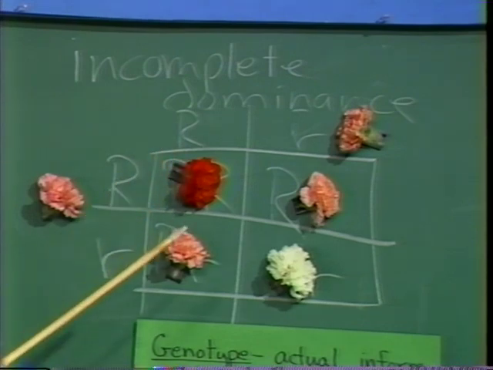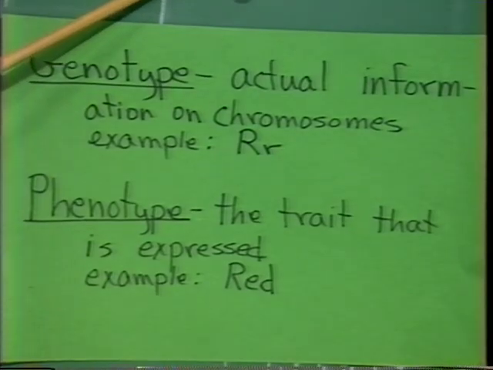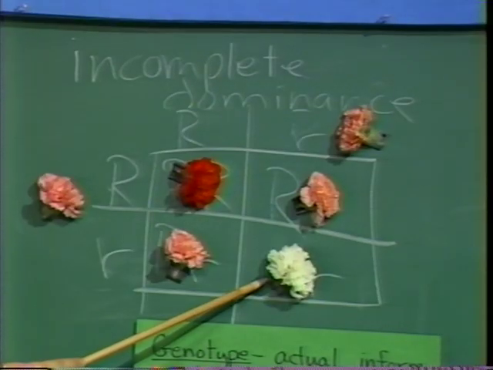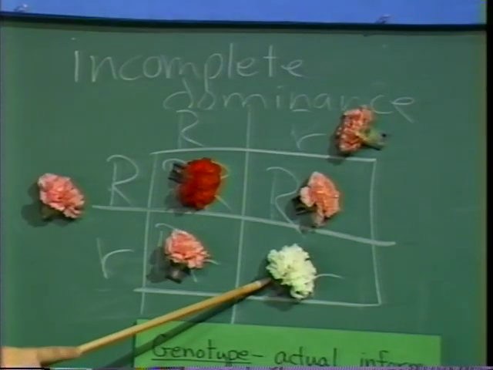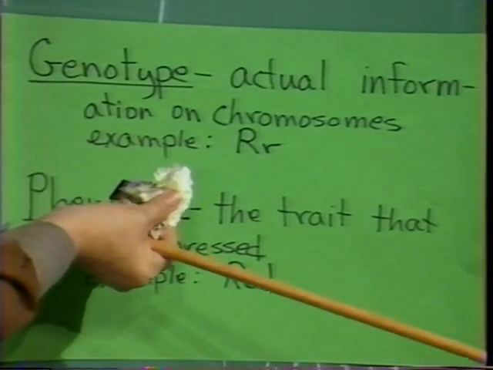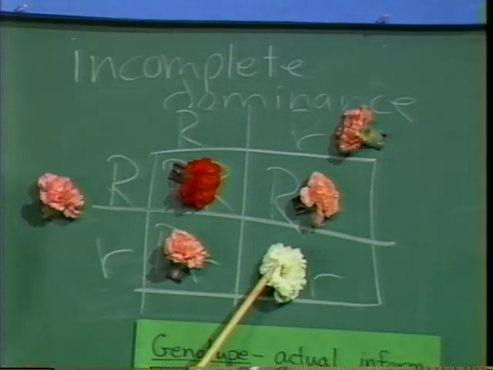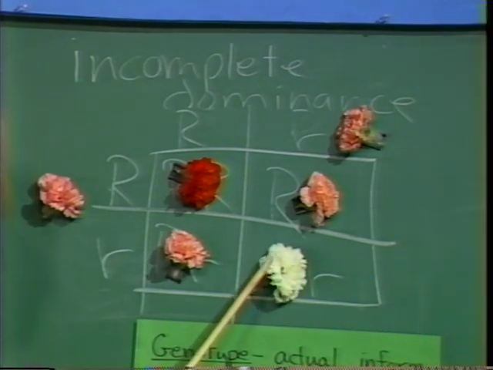Okay, now what's the genotype of this one? R. Small r. Good. Let's take a look. You're right. That's right. That's the genotype, and that genotype always gives us this phenotype. Very good. You got it now? Yes. Thank you very much.